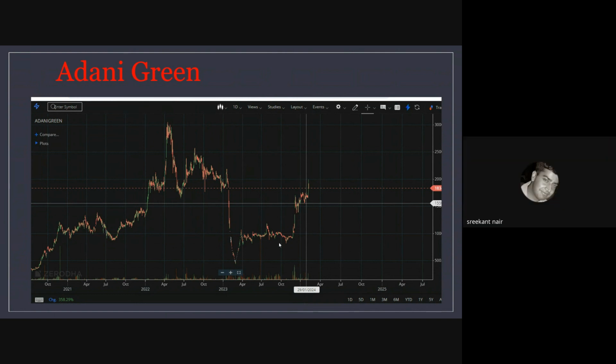Sir, in the continuation pattern, the example which you gave of Adani Green, how much time should we wait for the continuation pattern? I mean, this is, say, a monthly chart.